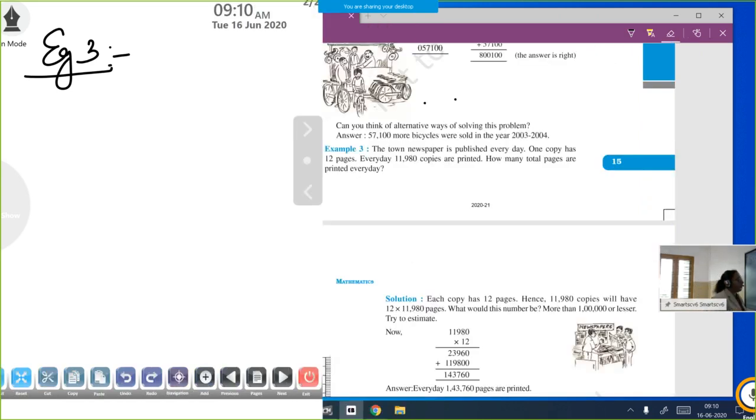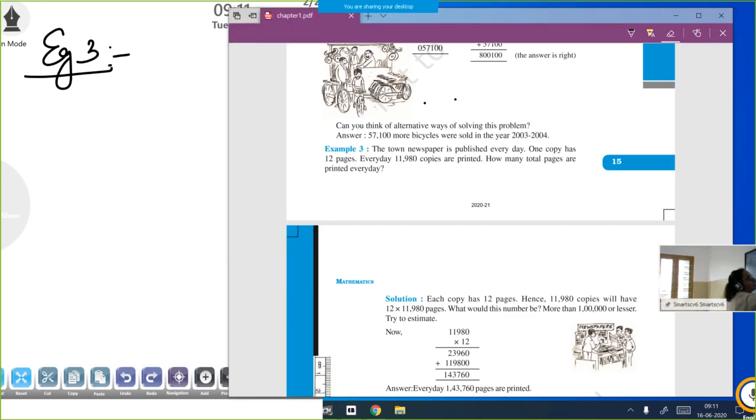Example number 3, children. On page number 15 itself, question number 3 is there. Teacher is reading that example question. The town newspaper is published every day. You know that. One copy has 12 pages. It means one newspaper is having 12 pages. Teacher has underlined that one.